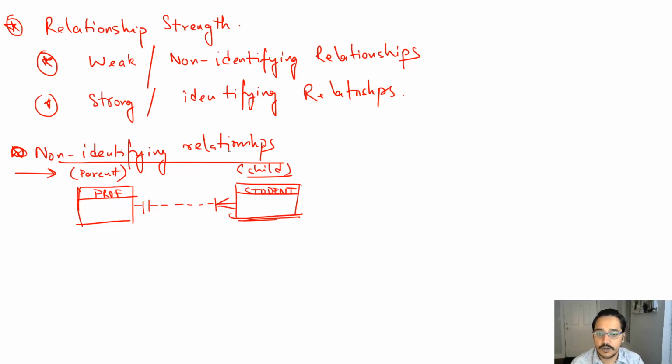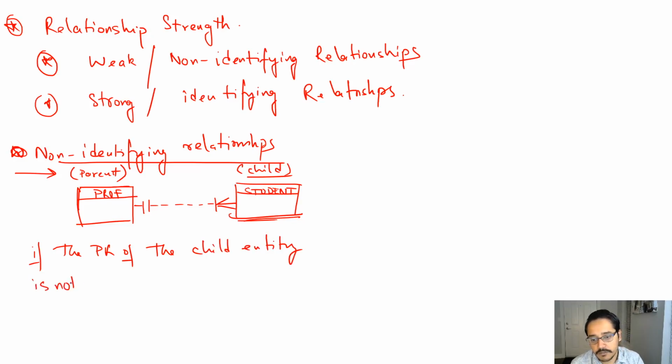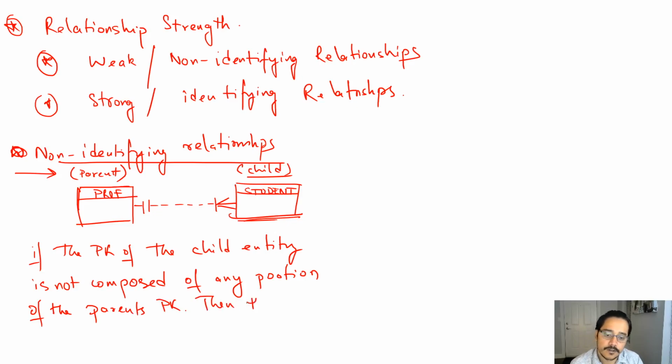Okay. So here, what non-identifying relationship is based on is the concept that if the primary key of the child entity is not composed of any portion of the parent's primary key, then their relationship is weak or non-identifying. Okay.